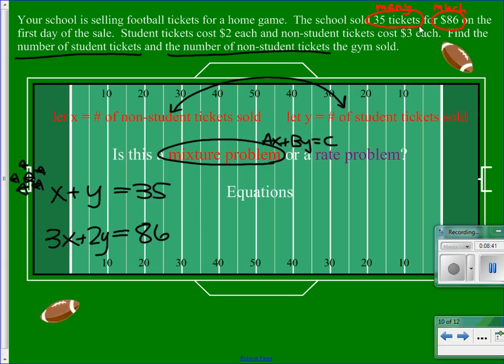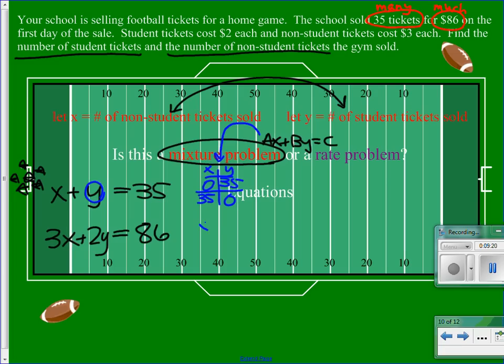Now, remember I said I would use the intercepts for these? I would use the intercepts for these. So I would figure out when X is 0 and when Y is 0 and get 2 points, one at the beginning of the graph, one at the end. For standard form problems, this is how I would do this. If you don't have any non-student tickets, that means you have to sell 35 student tickets. Now, same thing for the other way. If you have no student tickets, that means you've got to have 35 non-student tickets.